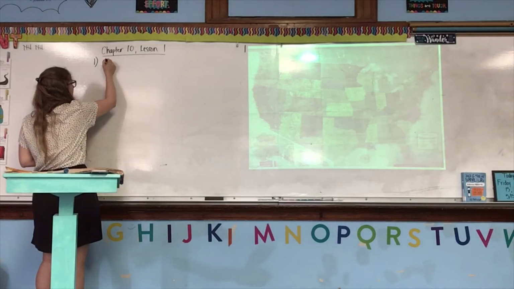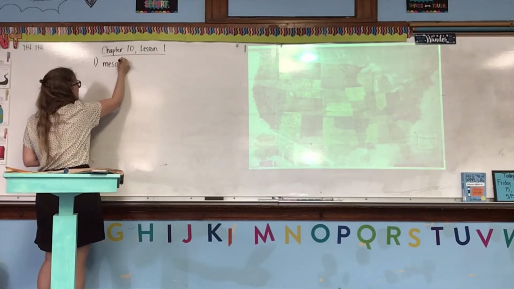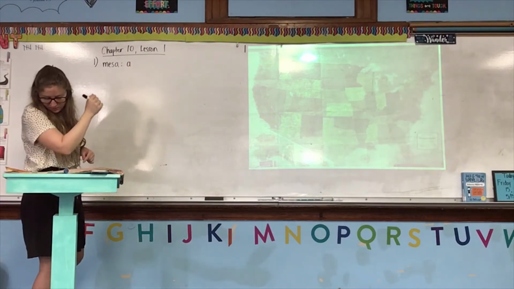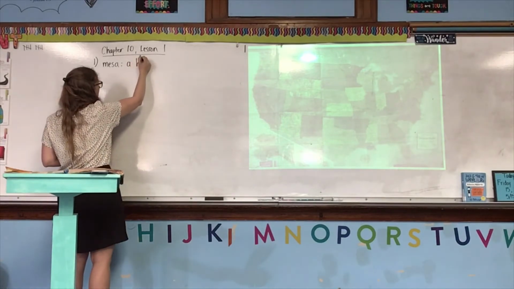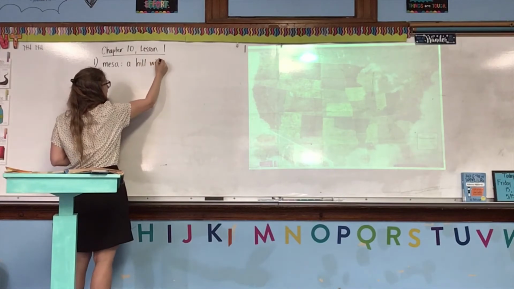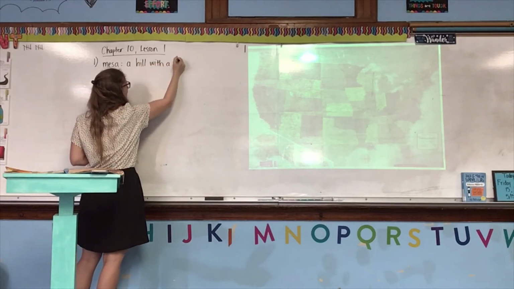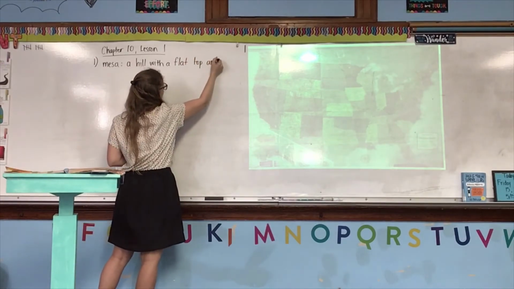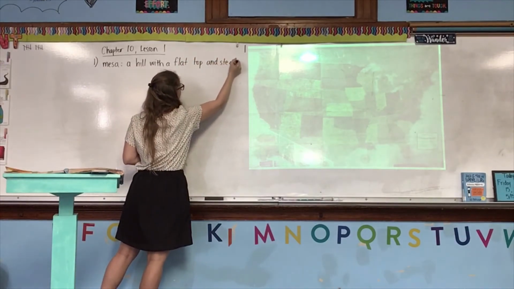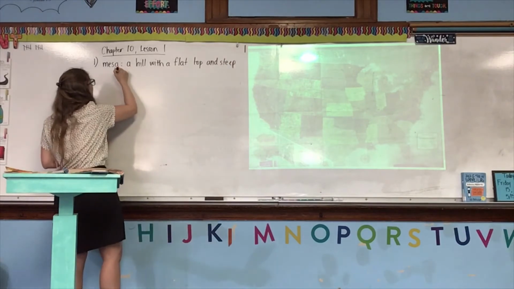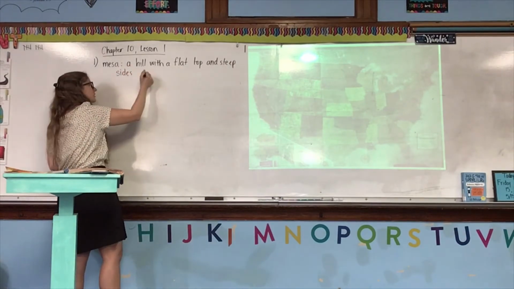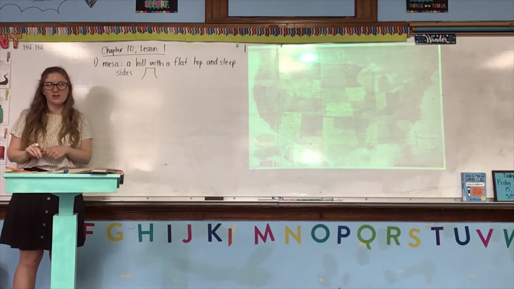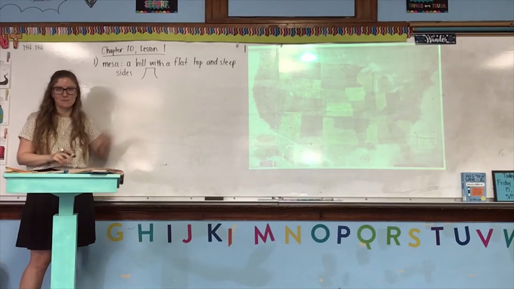And the first word is the word mesa, which is a hill with a flat top and steep sides. So it looks kind of like this. I know you might say that looks like a volcano, but no, it's much wider at the top than a volcano is.